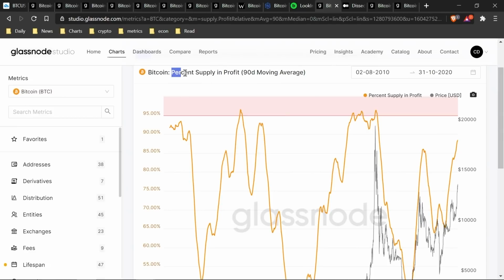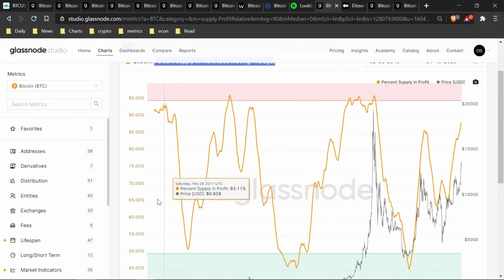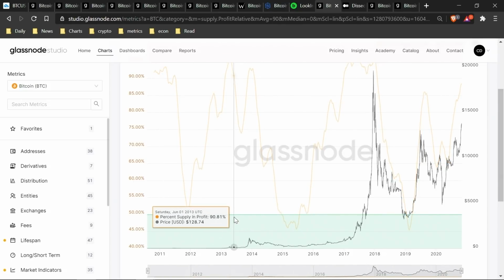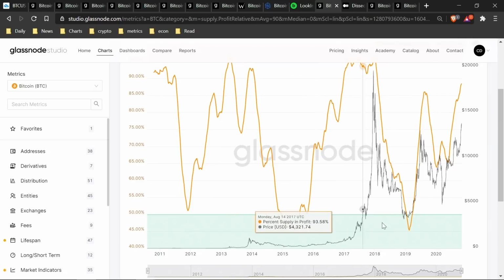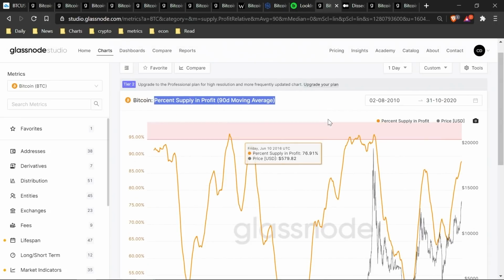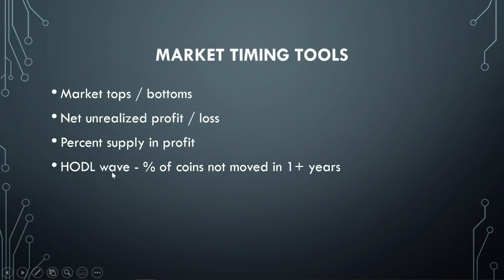And if we look at percent supply in profit using a 90-day moving average, you can see this kind of works like an oscillator where on the lower side here in the green zone, anytime you get into like the 40 to 50% area, that typically turns out to be a good time to buy. And when you have 90% or more of people that are in profit, that's when it is typically a good time to sell. And the next one is what's called the HODL wave.